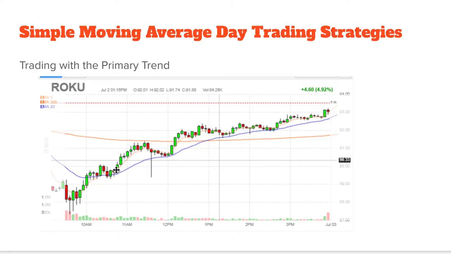And if you take a look over here, you go long against it, you get a nice move. Again, the primary trend is up as the stock price is above the 20 EMA. Once it again pulls back toward the 20 EMA, you see a nice push again. Late in the day, you see a nice pullback, nice push, nice pullback, and nice push. Right, so that's trading with the primary trend.